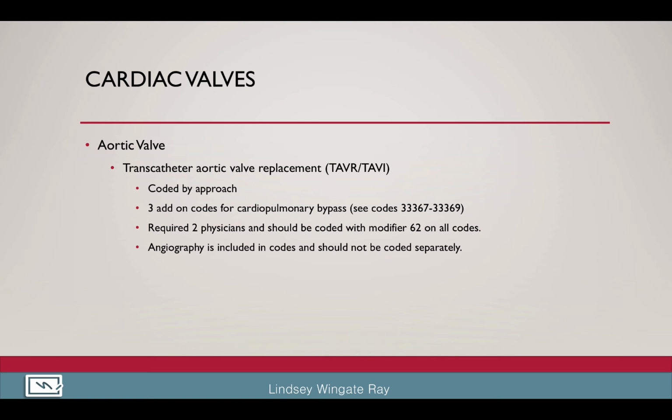33367 through 33369. These procedures require 2 positions and should be coded with modifier 62 on all codes used. Angiography is included in codes and should not be coded separately. These are all notes you should make in this section.